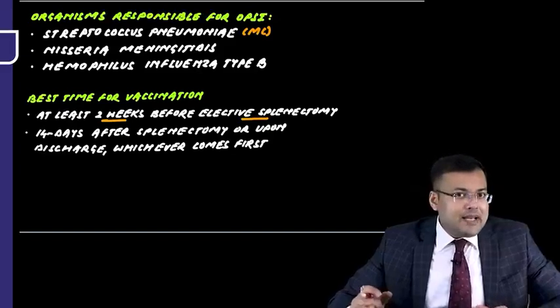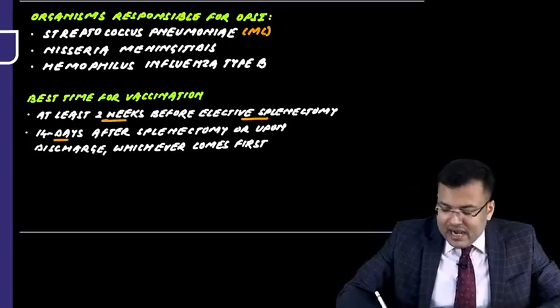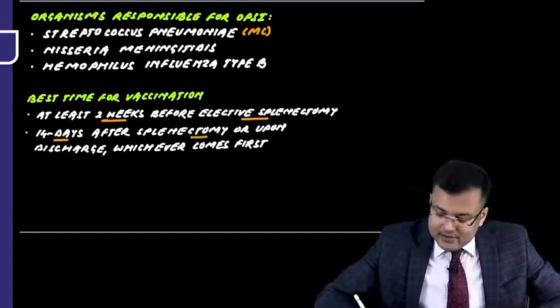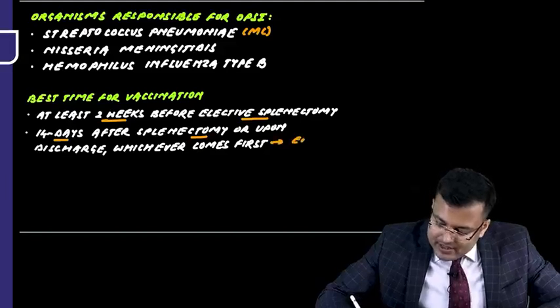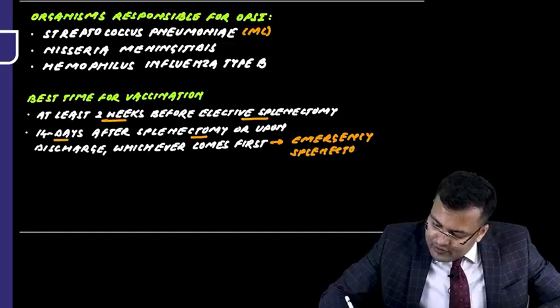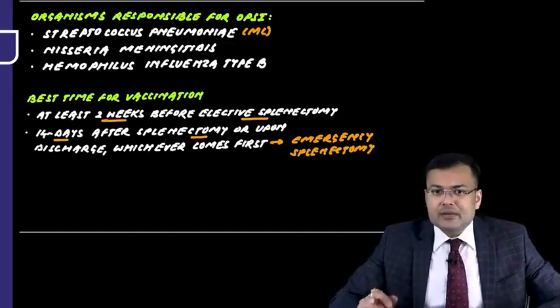And whenever we are planning emergency splenectomy, in emergency splenectomy the best time to give vaccine is 14 days after splenectomy or upon discharge, whichever comes first.